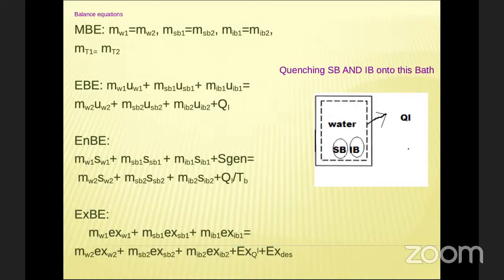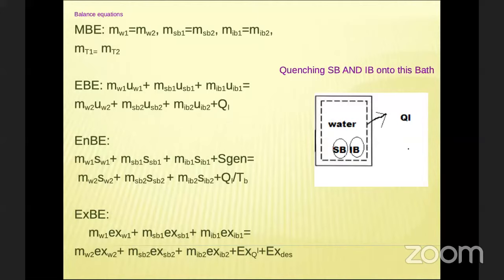And because of these temperature changes, there will be entropy generation. This is equal to the final state properties, that is water, steel bar and iron bar, plus there is a heat leakage, correct? Because the system is undergoing thermodynamic cycles, there will be a heat loss to the surroundings. So that is QL by TB. That is another entropy term.